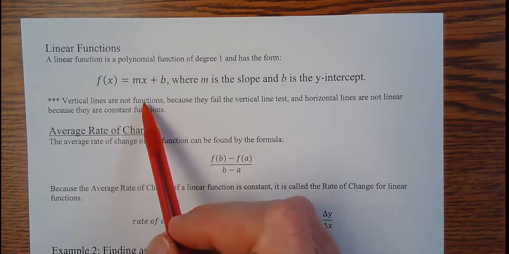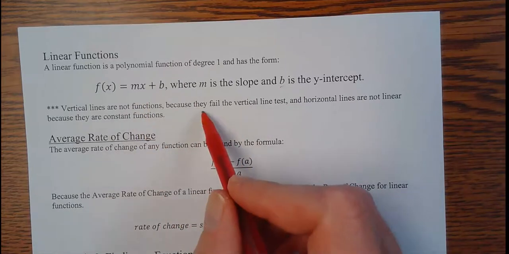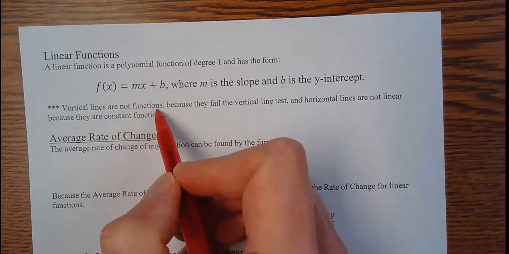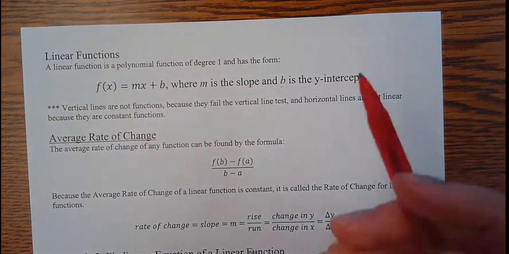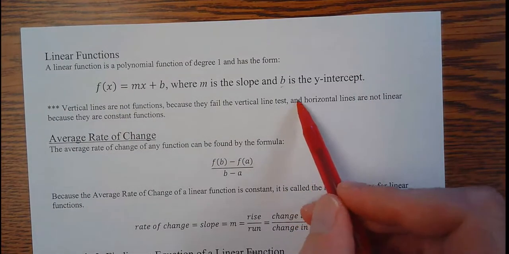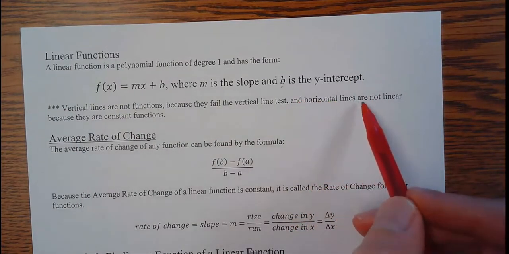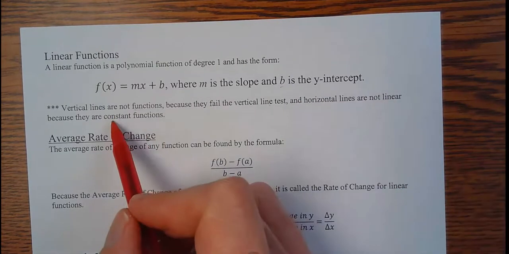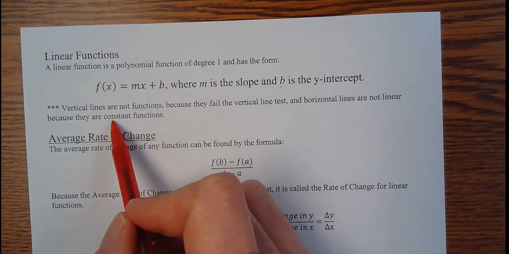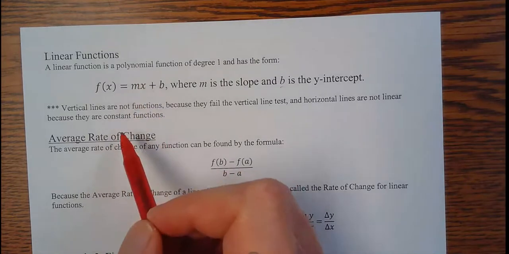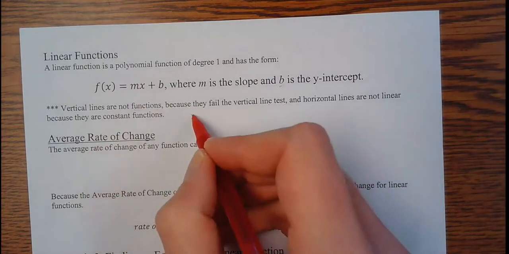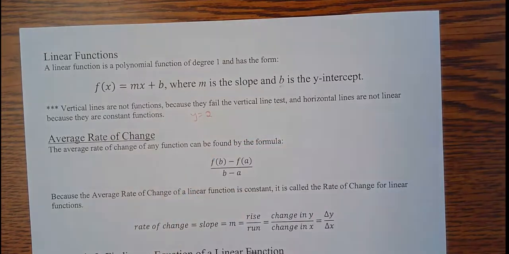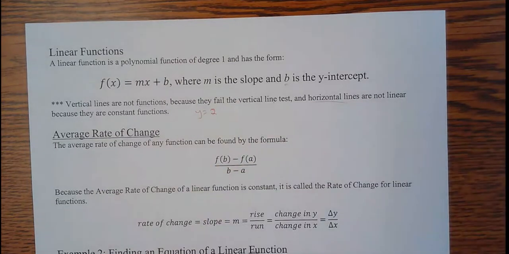A lot of times we just call it that because it's a line, so we call it linear. They failed the vertical line test, so they're not even functions at all. So they can't be linear functions because they're not functions. Then horizontal lines are not technically linear because they're constant functions. Linear functions have an x to the first power in them. If it's y equals, we'll say 2, that has no x to the first power, so it's not technically linear. It makes a line, but it's not linear. So horizontal and vertical lines are neither linear, neither one of them are linear.